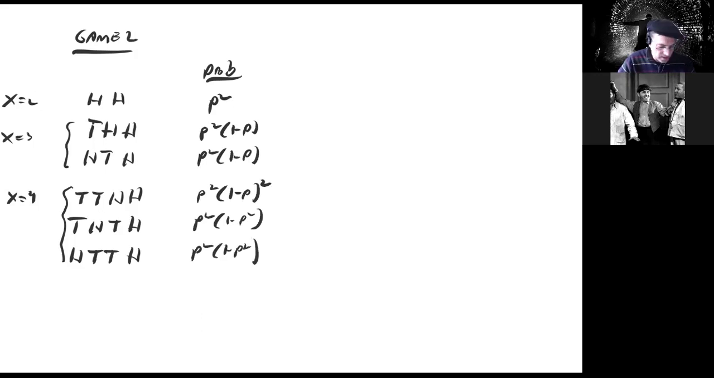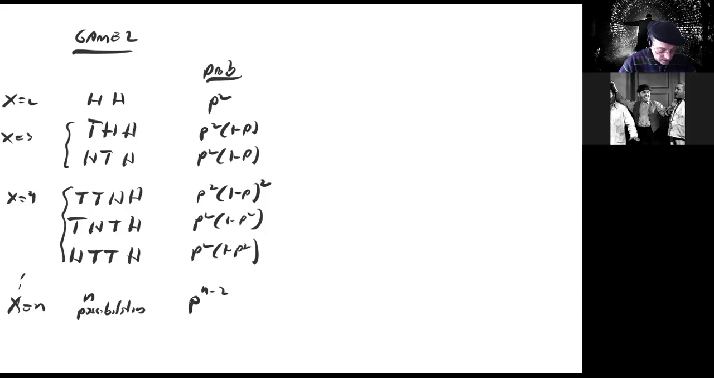And from this, you can extrapolate the final formula. So if x equals n, there are going to be n different arrangements here, n possibilities, and they contribute a probability of p to the n minus 2.